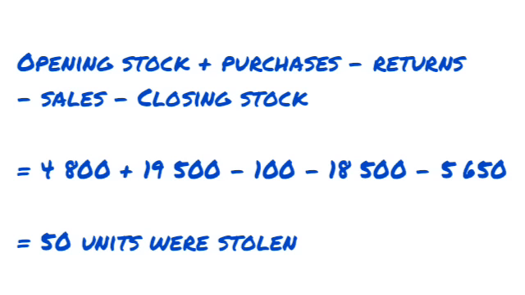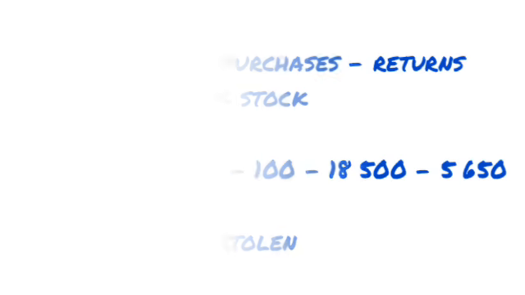We know that my closing stock is 5,650, and my answer is 50 units. This 50 units, it basically means there is 50 units stolen or missing. In this case, we were suspecting a case of stolen, so we will say 50 units stolen.